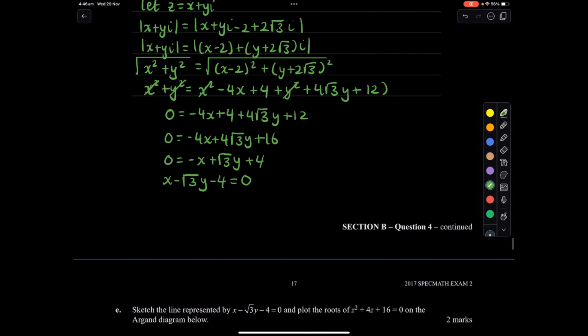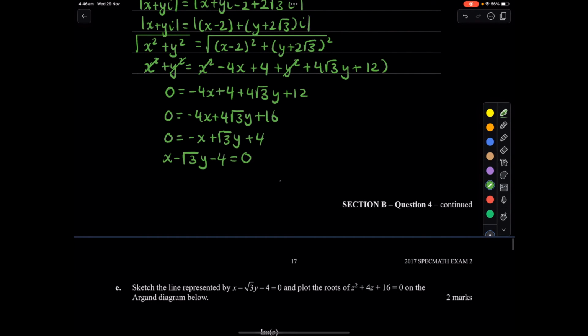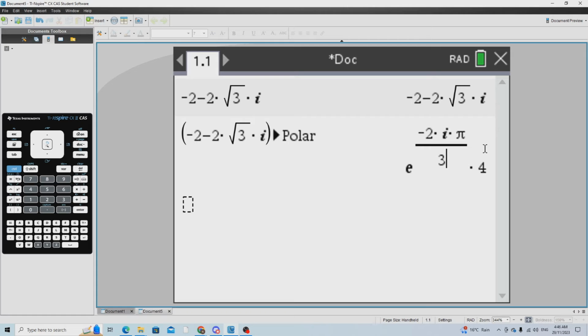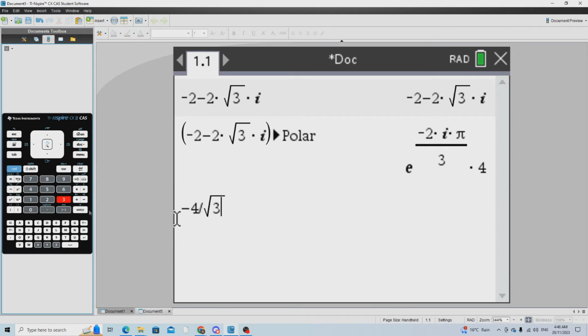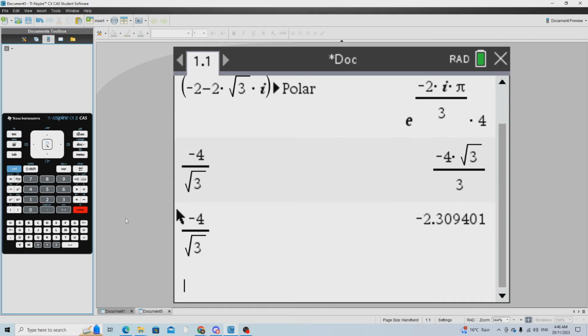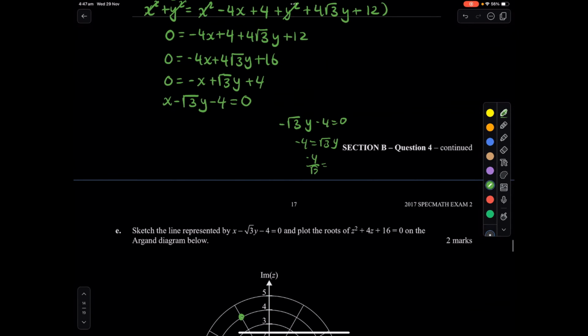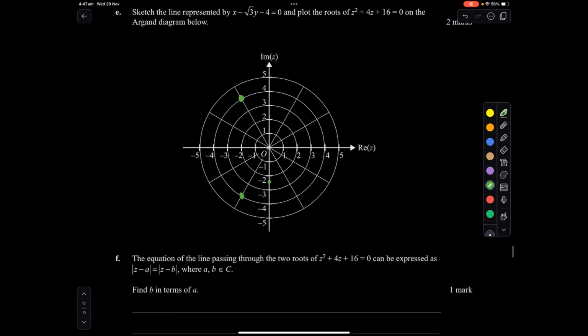If I sub in, let's say, x equals 0, what happens? We get negative root 3y minus 4 equals 0. Hence we get negative 4 equals root 3y, so y is negative 4 over root 3. What is that in terms of y-intercept? Let's use our calculator. Negative 4 over root 3 is negative 2.3, so negative 2.3 is approximately here. And in this case, y equals 0, we get x equals 4. So that's good, it passes through this.